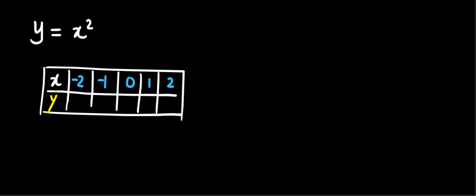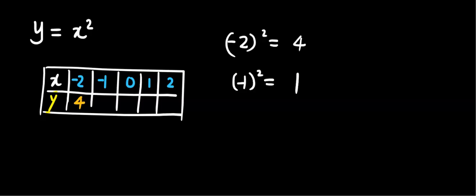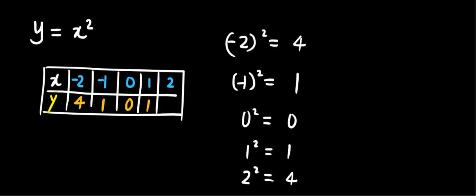Alright, when x is -2, -2 squared gives us 4. So y is 4. -1 squared gives us 1. So y is 1 here. And 0 squared gives us 0. So we have 0 here. 1 squared gives us 1. Therefore, we have 1. Last one, 2 squared gives us 4. Therefore, we have 4.